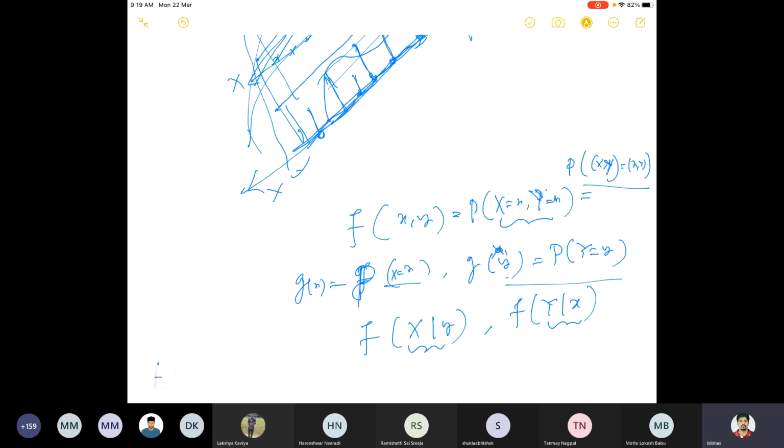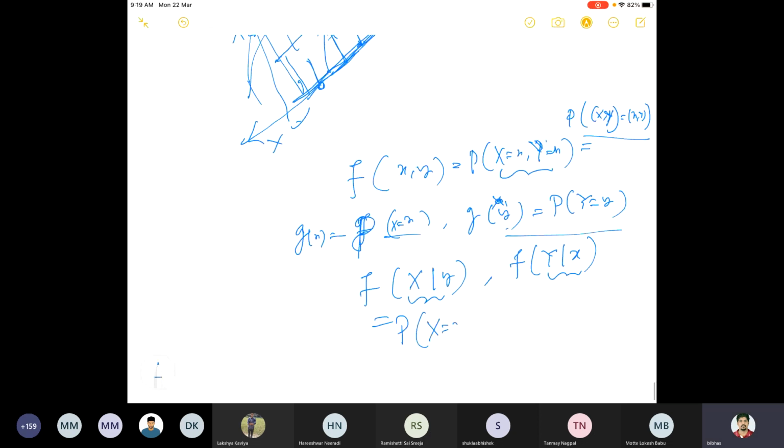Here one value is known. So this is the probability of X equal to x given Y equal to y, or you can just say the probability of X when Y is equal to y. Similarly here, the probability of Y when capital X is equal to small x. So I have changed the random variable here. Okay, we'll talk about that.